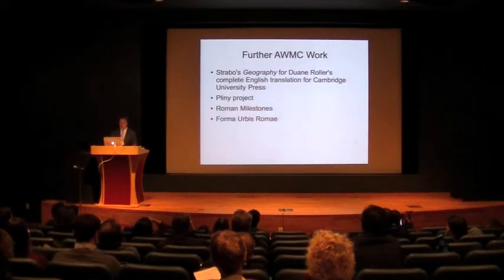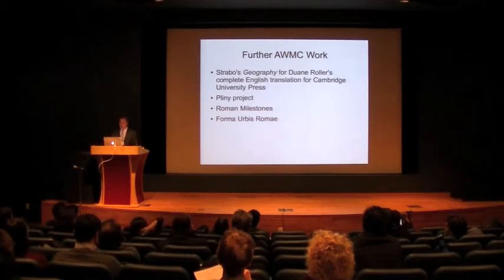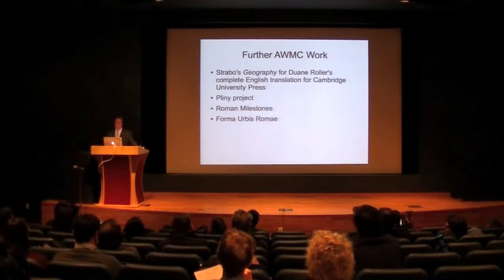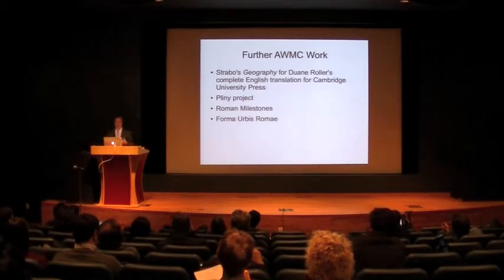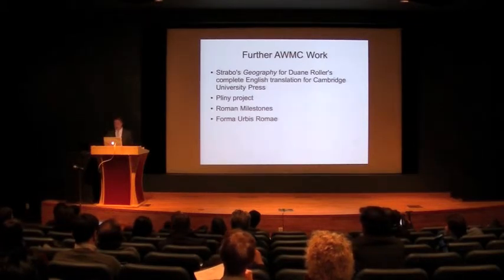We are also going to be, again, using the a-la-carte code base for mapping Strabo's Geography, which is from Duane Roller's complete English translation that's coming out from the Cambridge University Press. We're going to make about 60 pages of traditional maps for this project, plus put everything into, again, a linked environment online that you can access.